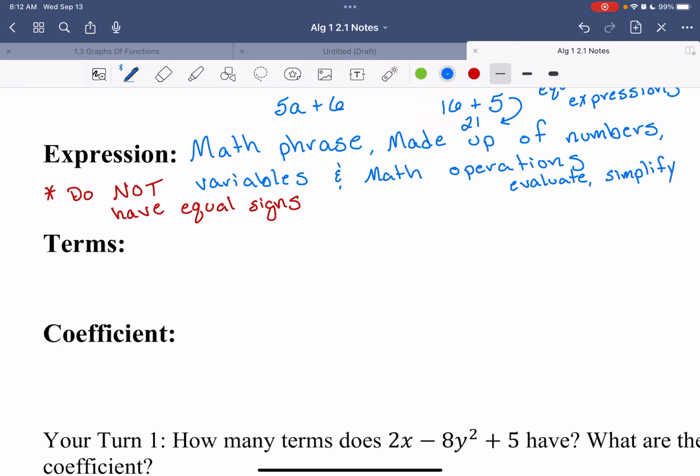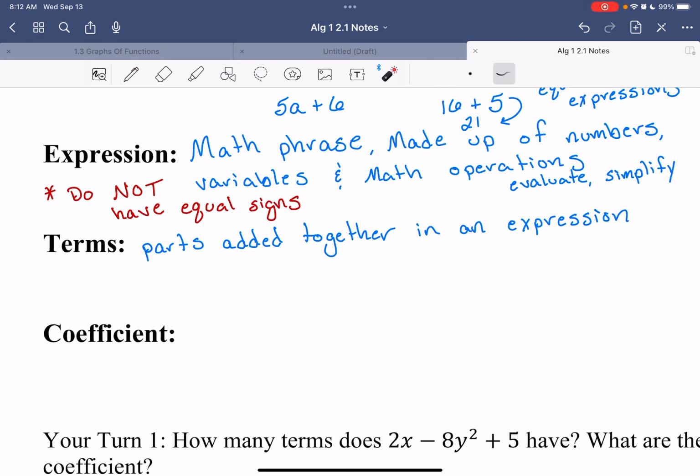All right, so the different parts of an expression, we call its terms. The terms are the parts that are added together in an expression. Okay, so for example, this one that I did up here, this 5a plus 6, has two terms, a 5a and a 6. Those two pieces are added together. Okay, it's got two terms.